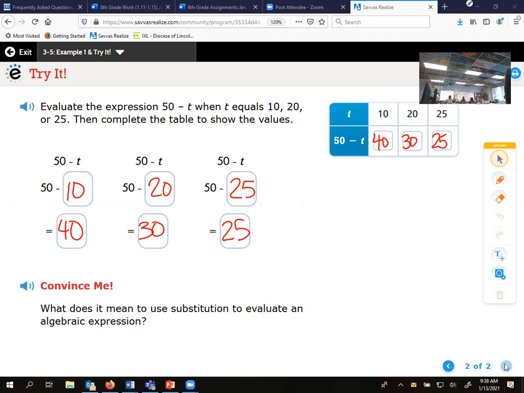What does it mean to use substitution to evaluate an algebraic expression? What are we substituting when we solve? Yeah, you substitute the letter and the number. So the letter goes away and the number takes its place.